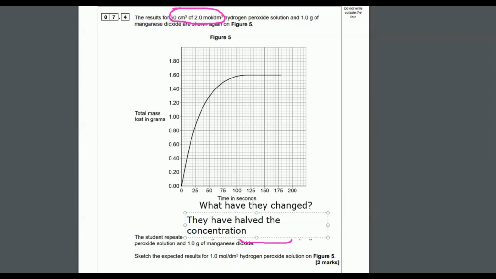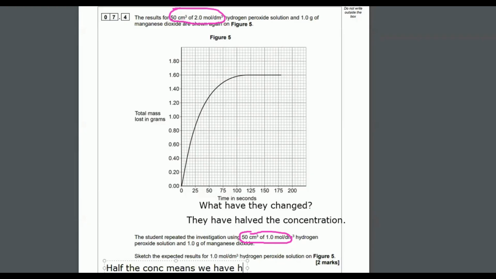So what have they changed? They haven't changed the volume. That's still 50 centimeter cubed. They're still using 1 gram of manganese dioxide. What they've done is halve the concentration, mole per decimeter cubed. They want us to draw a new line for these results when they've halved the concentration.